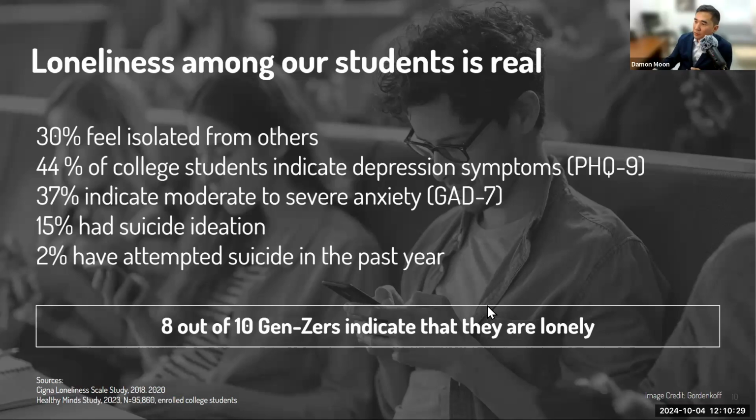44% of college students feel they have depression symptoms, and 37% indicate severe anxiety. And beyond that, 15% had serious suicide ideation, and 2% have actually attempted suicide in the past year. So 8 out of 10 Gen Zers indicate that they are lonely, and this is very, very significant.